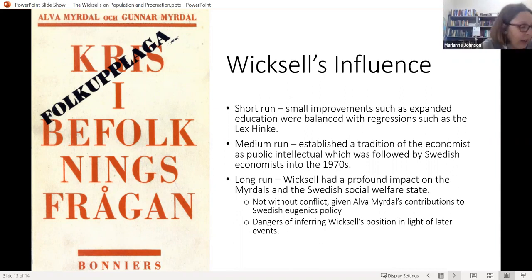However, right, one of the biggest controversies is it also set the path for Swedish eugenics policy that resulted in the sterilization of tens of thousands of people who were deemed unfit. So in this sense, the Myrdals diverged from Wicksellian population in significant ways.